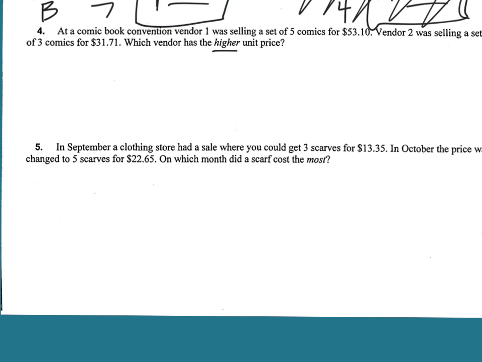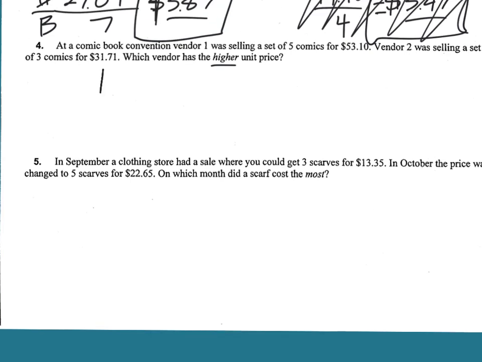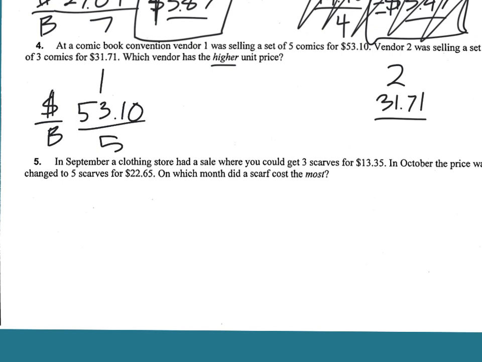So we're going to talk about vendor 1 on this question number 4 and vendor number 2. And the things that we're comparing here are money and books, comic books. So we're going to go for $31.71 for 3. Oh, maybe I did the wrong thing. Well, I keep making mistakes today. $53.10 for 5. And then vendor 2 is $31.71 for 3. So we need to find out how much it is per book.